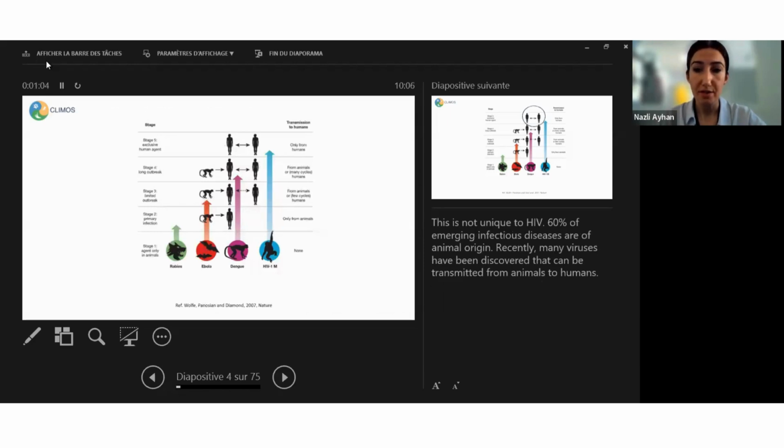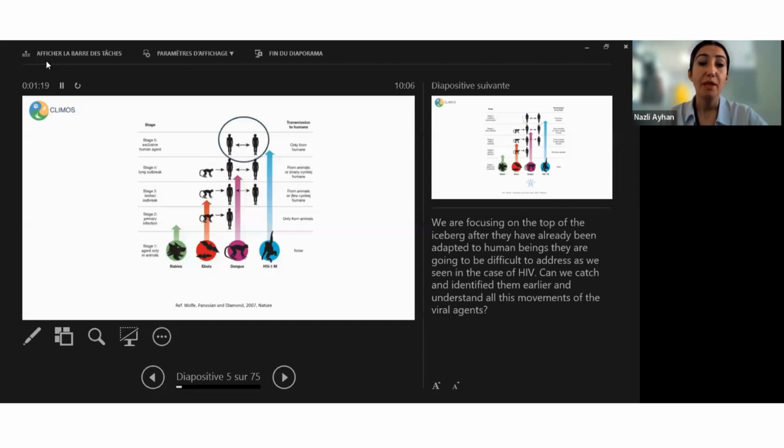Today, we have discovered many viruses, and 60% of emerging infectious diseases are of animal origin. Recently, many viruses have been discovered that can be transmitted from animals to humans. But we are focusing on the tip of the iceberg, after they have already adapted to humans. And they are difficult to address, as we have seen in the case of HIV. Can we change this and identify them earlier, and understand all these movements of the viral agents? Of course, it's possible, but we should focus on other steps.